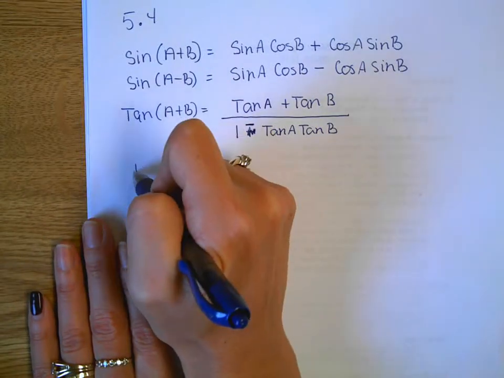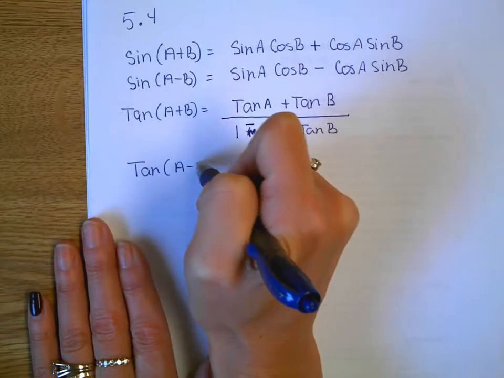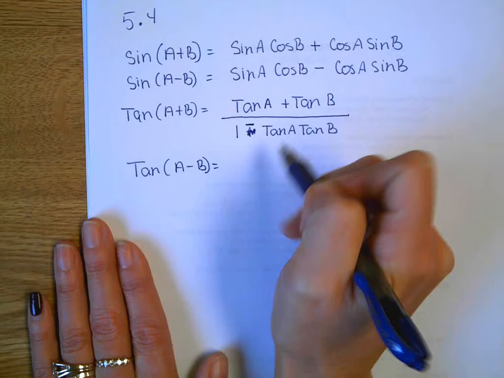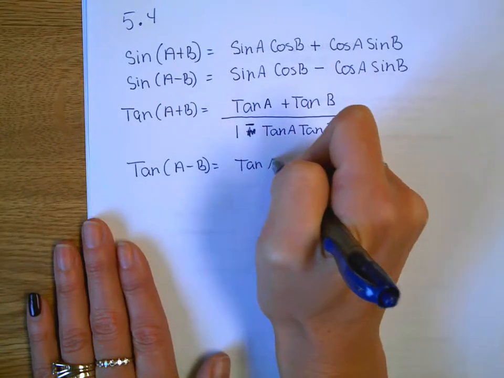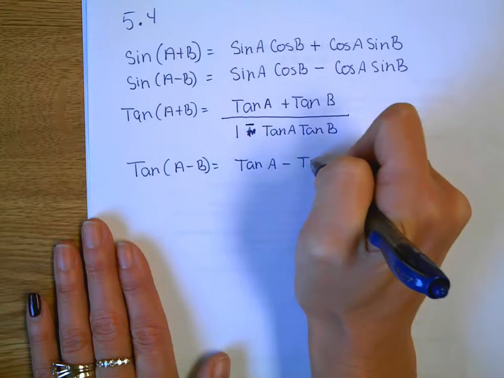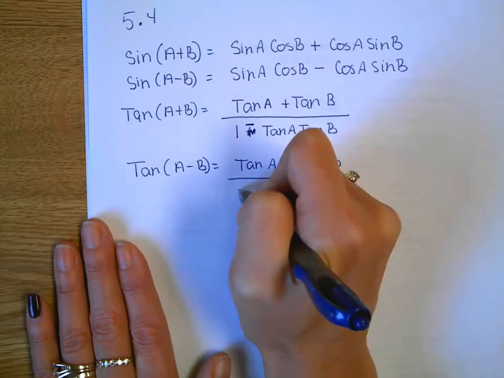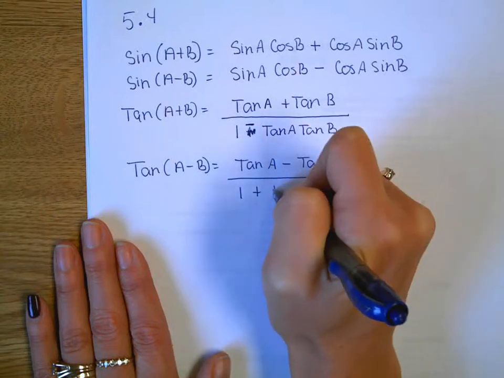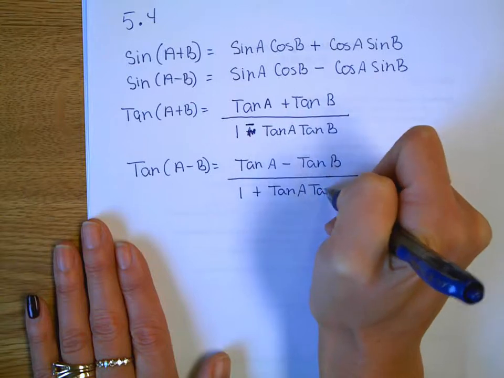And then the tan of A minus B. So the numerator is like distributive property, tan of A minus tan of B, all divided by 1 plus the tan of A times the tan of B.